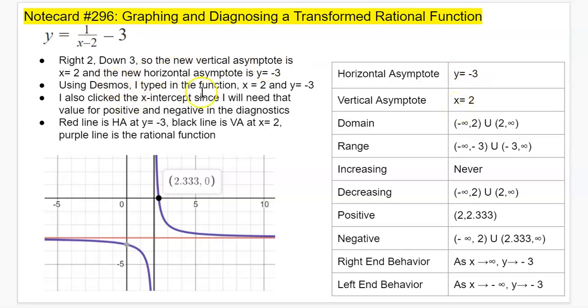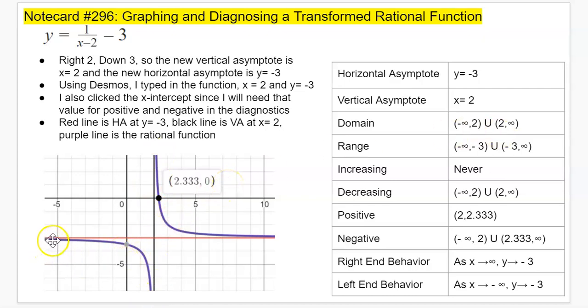All right, so using Desmos, that's what I typed in. And I also clicked the x-intercept because this one had an x-intercept that would affect the positive and negative intervals. And then, of course, the red line is the horizontal asymptote at y equals negative 3. The dark gray line is the vertical asymptote at x equals 2. And the purple line is the rational function.